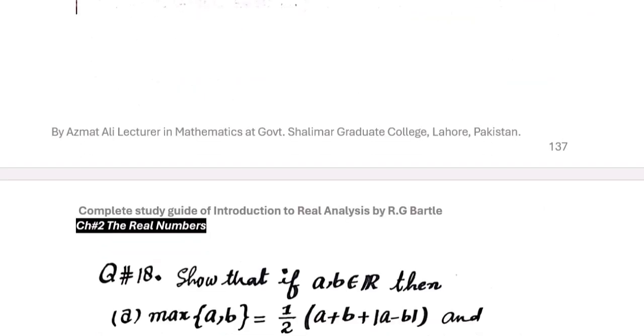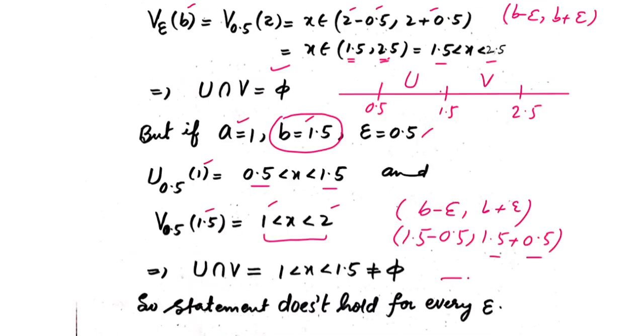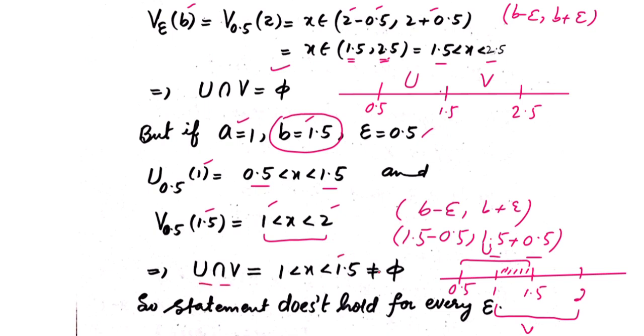Now if you draw these two intervals over the real line, the first interval is 0.5 to 1.5 and the second one is 1 to 2. This is your set U and this interval represents V. Now you can notice that there is a portion that is common between these two intervals. So now their intersection is 1 to 1.5, which is non-empty.